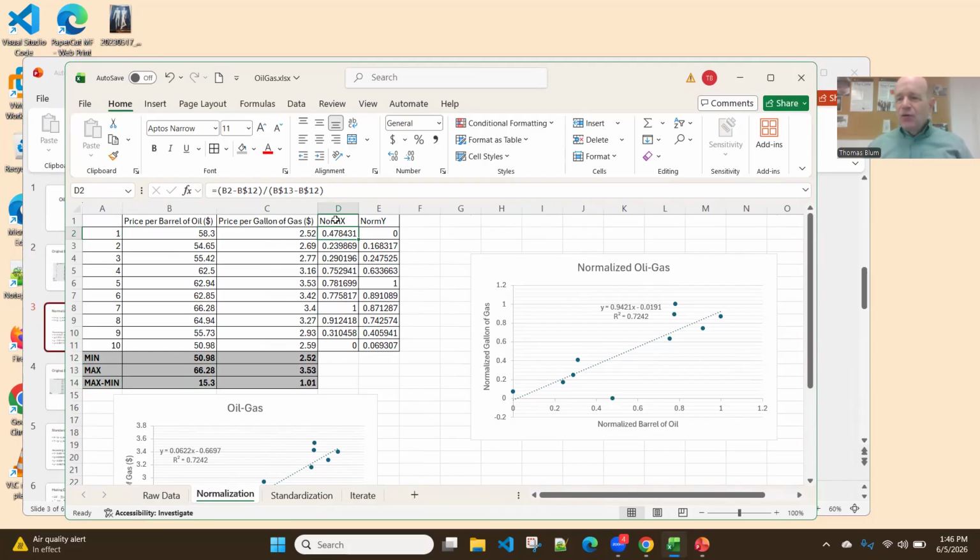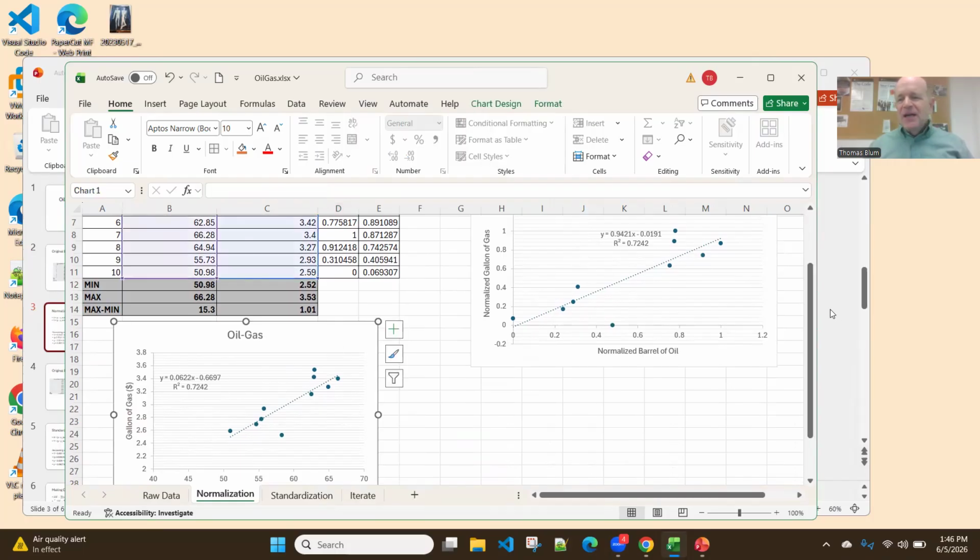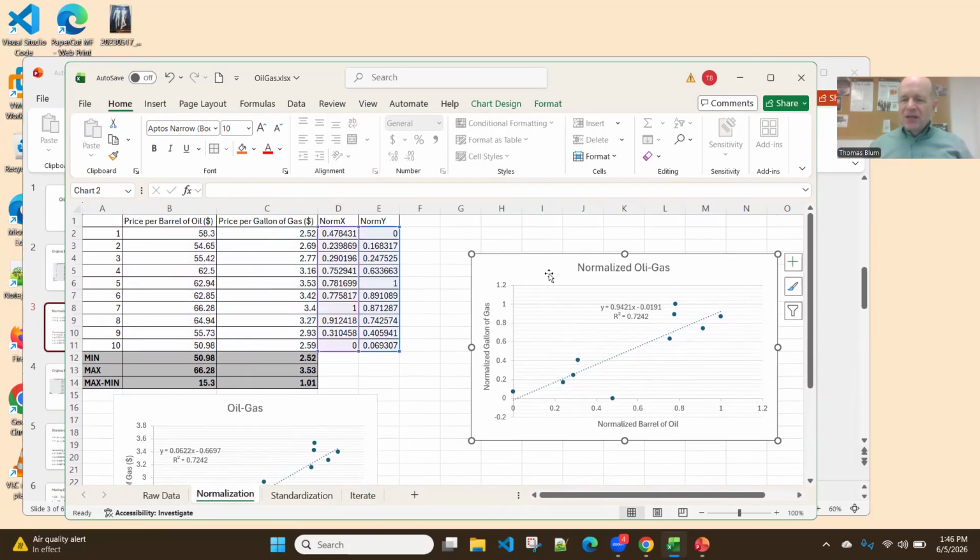And then I can do what I did in Excel, make an XY scatter plot and fit it, and do the normalized data this time. Okay, so here is my original data, and here is my normalized data, and the domains and ranges are now very much controlled by you. 0 to 1 in this case.